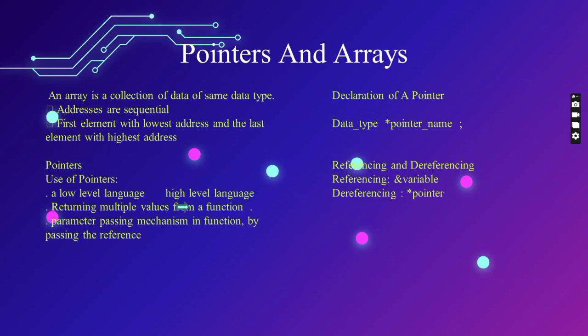Pointers help in returning multiple values from a function. They help in the parameter passing mechanism in a function by passing the reference. For the declaration of a pointer, we have the data type followed by a star, then the pointer name, then a semicolon. Referencing and dereferencing are the actions performed on a pointer. Referencing is used to store the address of a variable in a pointer. Dereferencing is used to extract a value stored in a pointer.